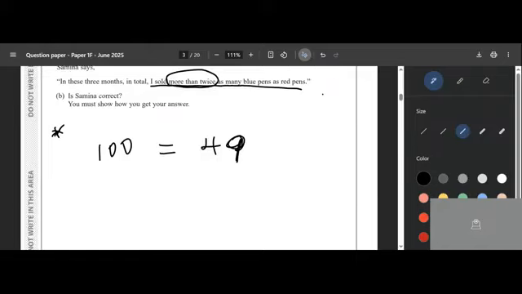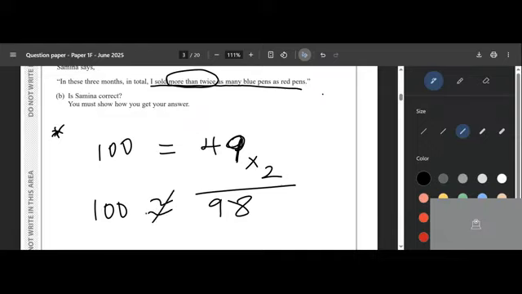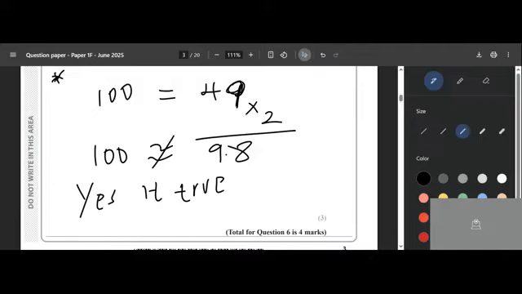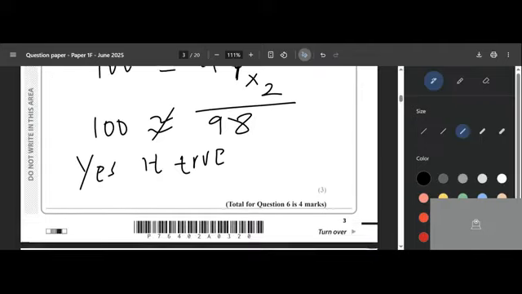So if I multiply this by 2, I'm going to get 98. Still not reaching 100. So it means that this person is saying the truth. It is more than twice. So you can say that yes, it's true. You can say yes because you just show the working, which will award you all the 3 marks there.